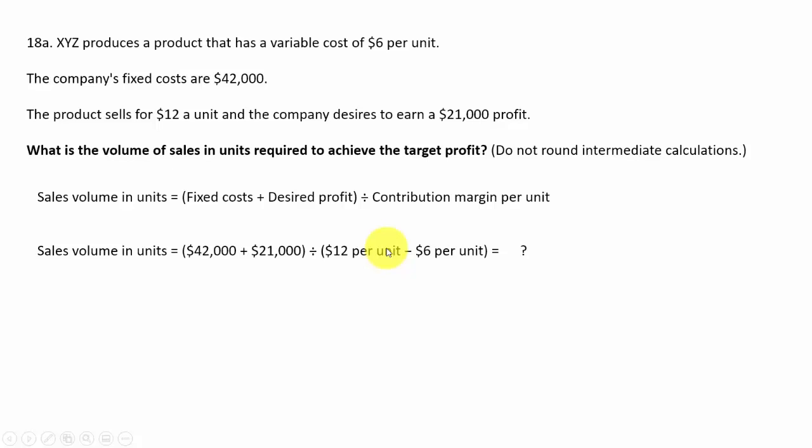So how many units do you have to sell in order to recover all these fixed costs plus make that profit of $21,000? You're trying to achieve all your fixed costs being covered plus your desired profit, which is $63,000, and you're doing that by selling units that you make a profit on, or a contribution margin on, of $6. Every time you sell one of these, you get $6. So you divide that $6 into the $63,000, which means you're going to have to sell 10,500 units to recover all of your fixed cost and also to make your desired profit level of $21,000.